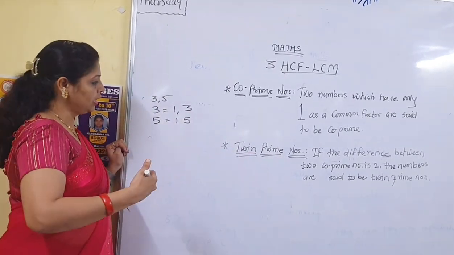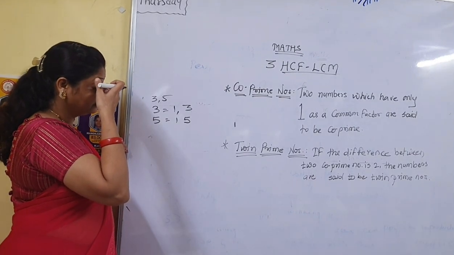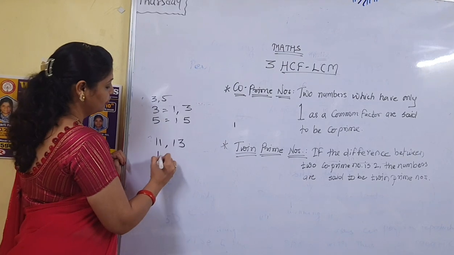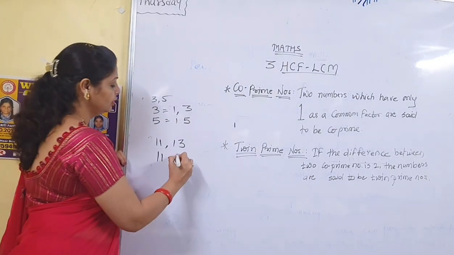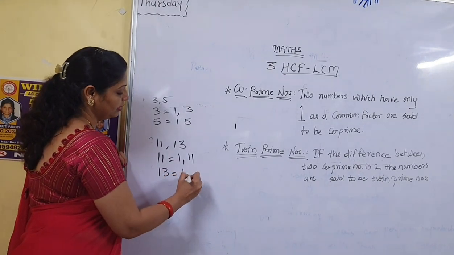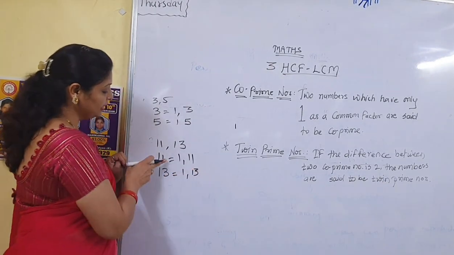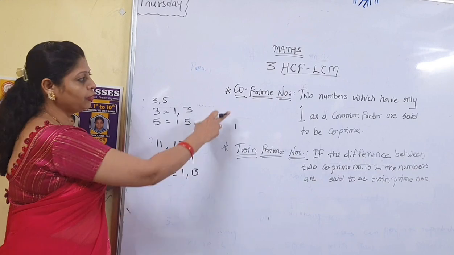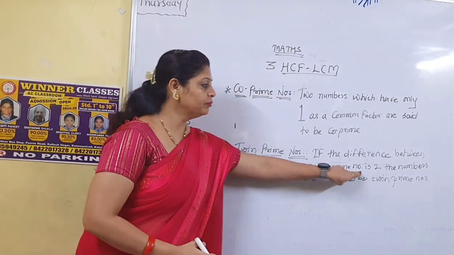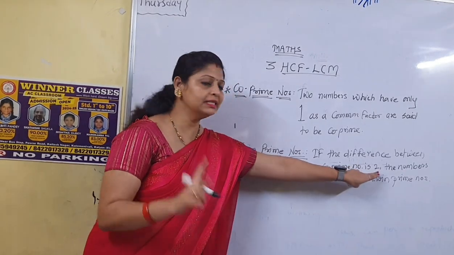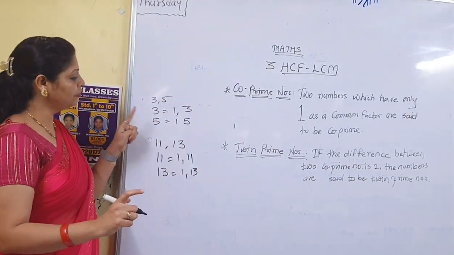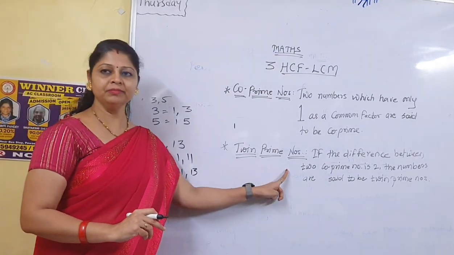Got my point? Now next, for example, 11 and 13. We have to write down the factors of 11: 1 and 11, correct? And 13: 1 and 13. Now see, 1 is a common factor, therefore they are co-prime numbers. And what is the definition? The difference between two co-prime numbers is 2. So for 11 and 13, the difference is 2. Therefore these numbers are called twin prime numbers.